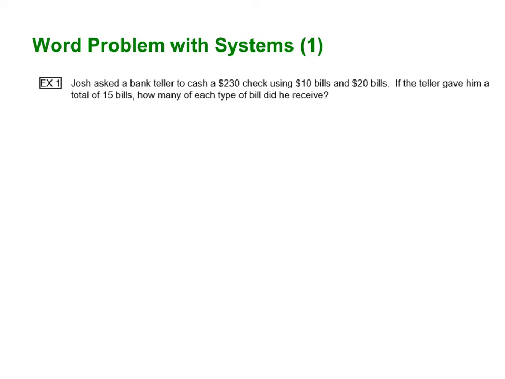All right, first thing we're going to do is define our variables. I'll go ahead and use X and Y. So I'm going to let X equal the number of $10 bills. I'm going to let Y equal the number of $20 bills.